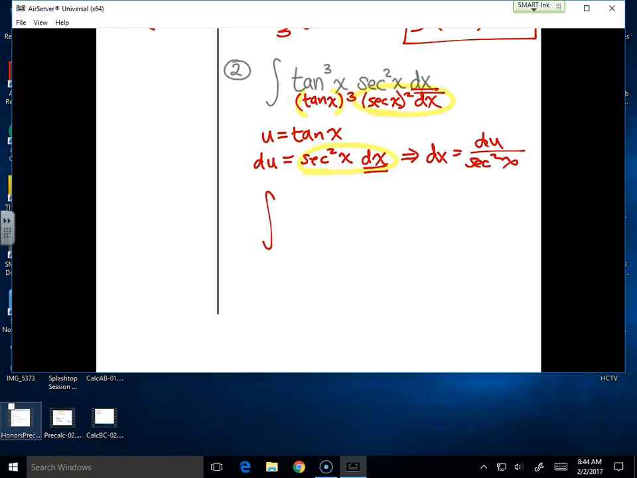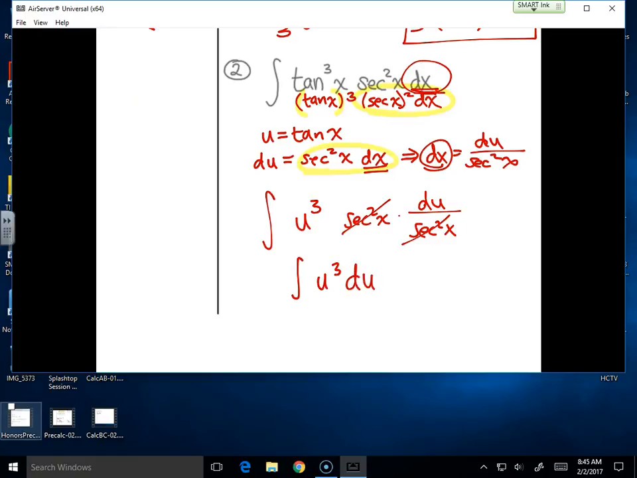So when we go to plug in, we would plug in du over secant squared of x. We have secant squared of x. And then we know that tangent is u. So we're going to get to the same place either way. But if we solve for dx, that's especially preparing us for what if they don't perfectly match. Dx will always match. So if you solve for him and plug in, hopefully it'll work out whether it matches perfectly or not. So still we end up either way with u cubed du. That's just a simple power rule.